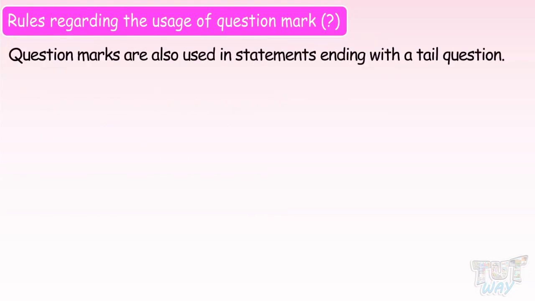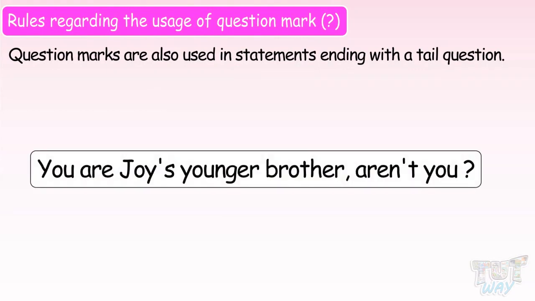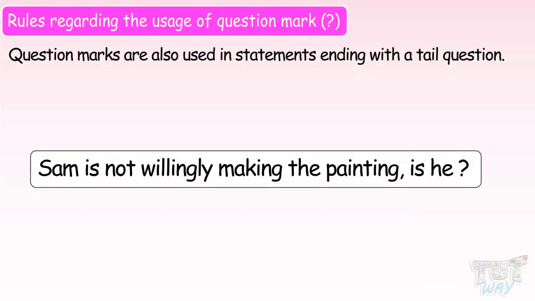Question marks are also used in statements ending with a tail question. Let's see how. You are Joy's younger brother, aren't you? Here, aren't you is a tail question that changes a statement into a question. Let's have more examples. Sam is not willingly making the painting, is he?